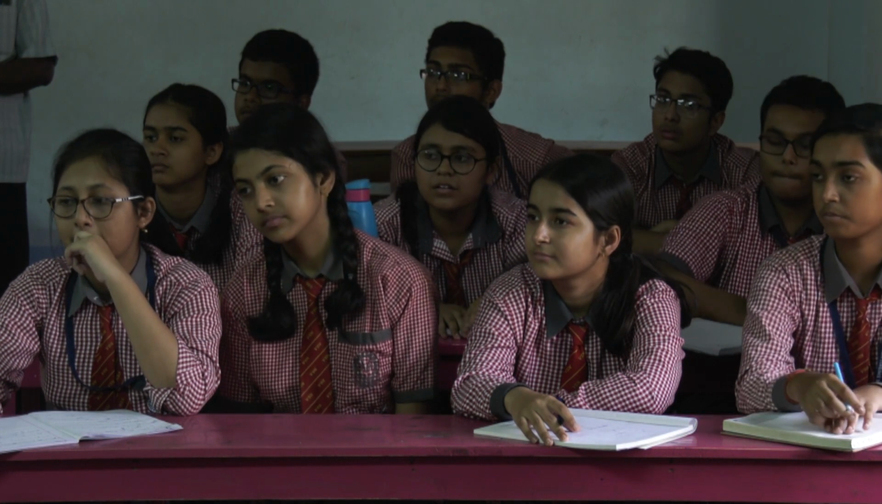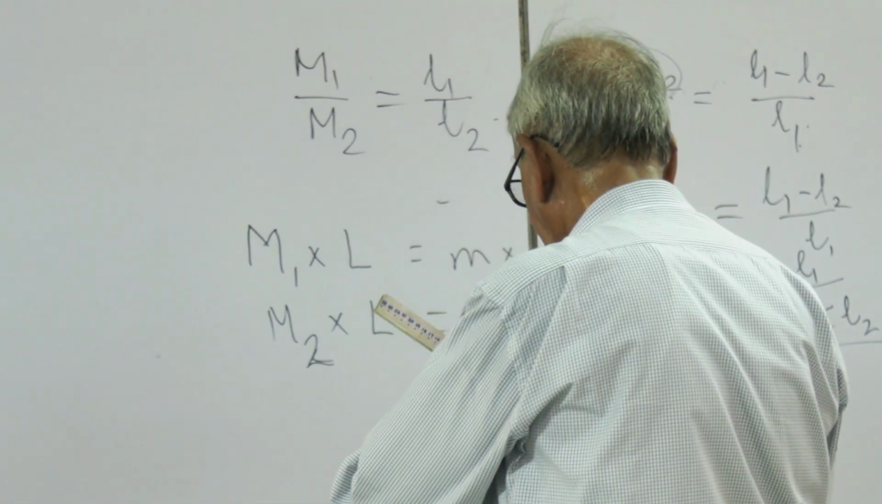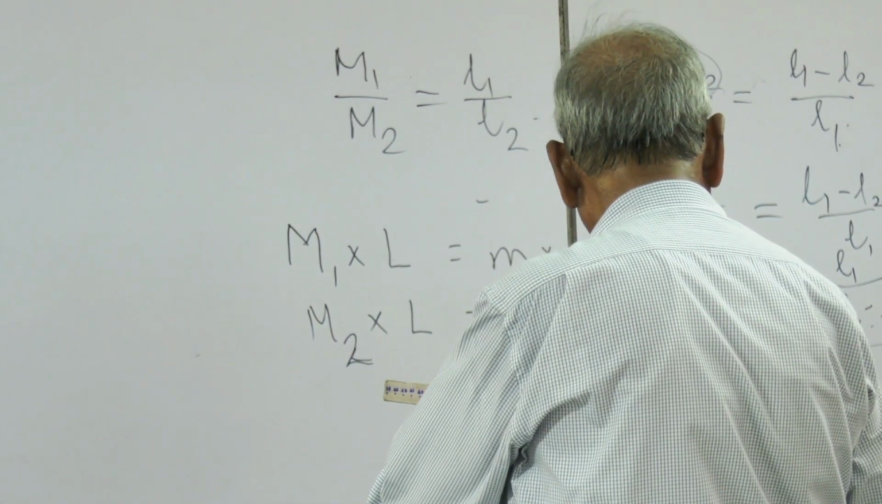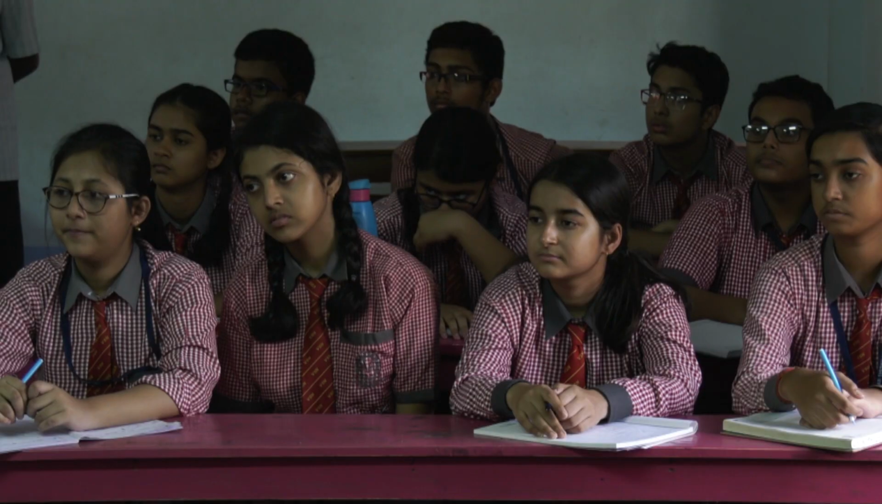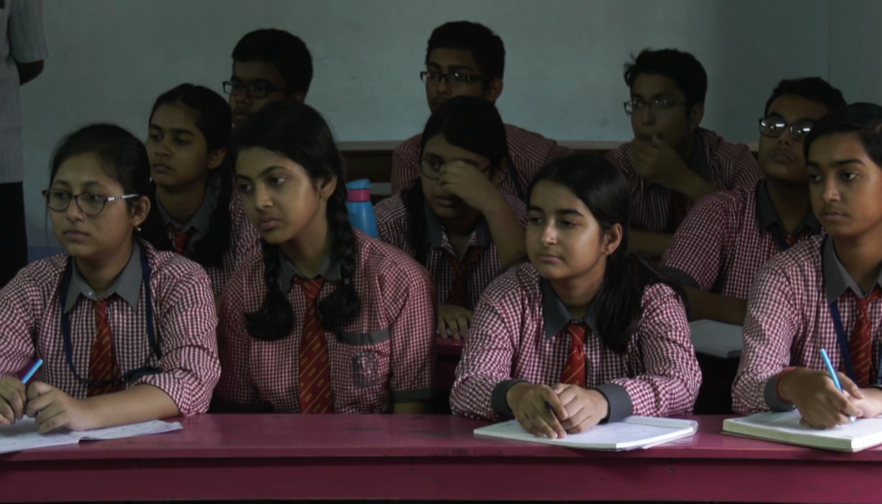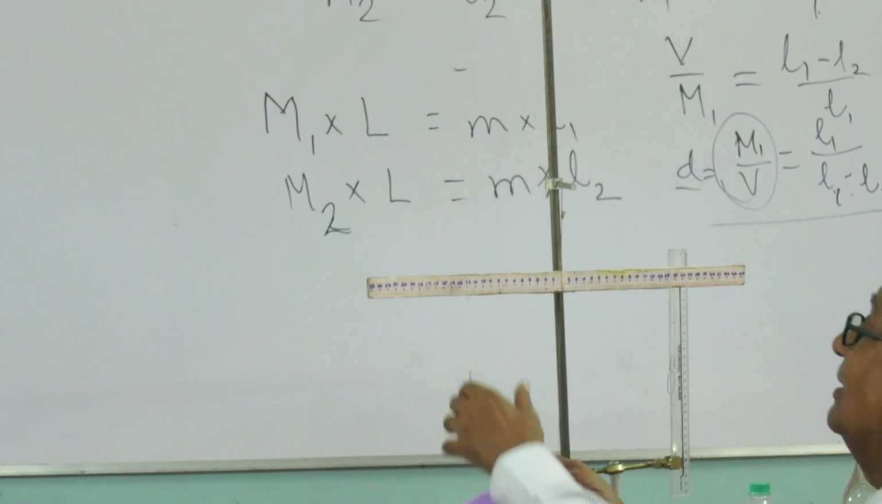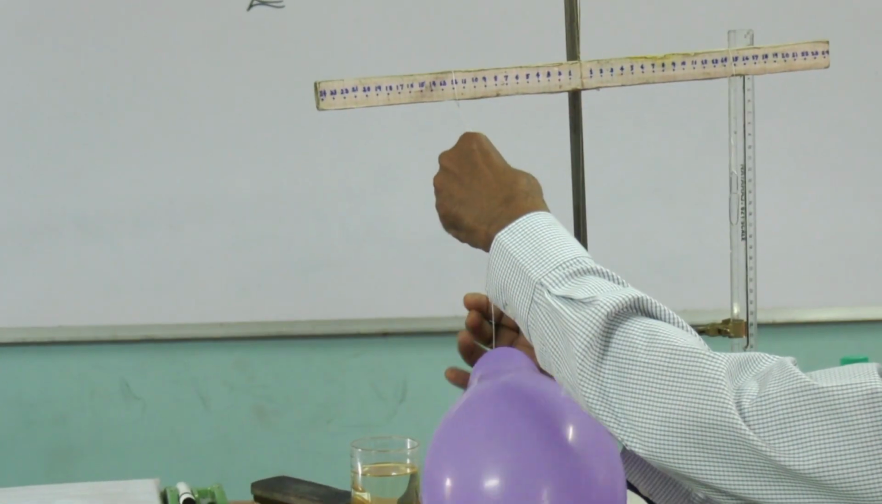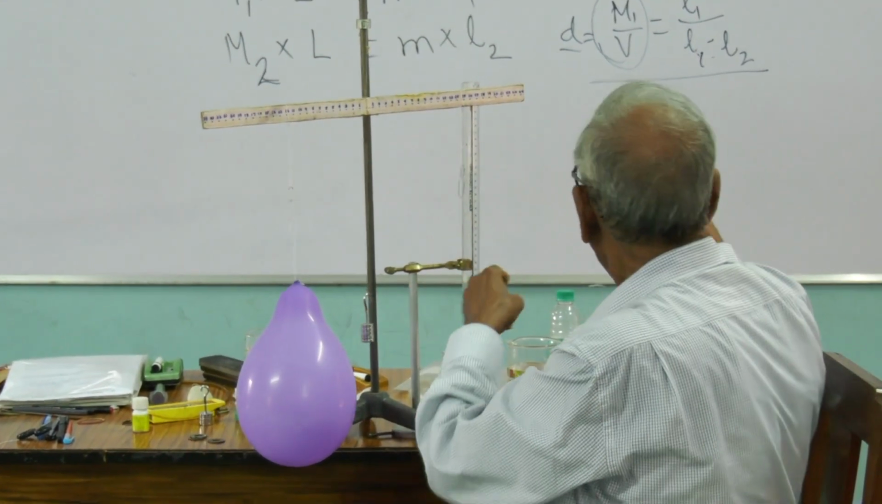Now, the last part of it: I remove this weight and also this weight. Now, I put this. Now, put these balloons. This is one balloon, a very small balloon. What is the difficulty with a small balloon?